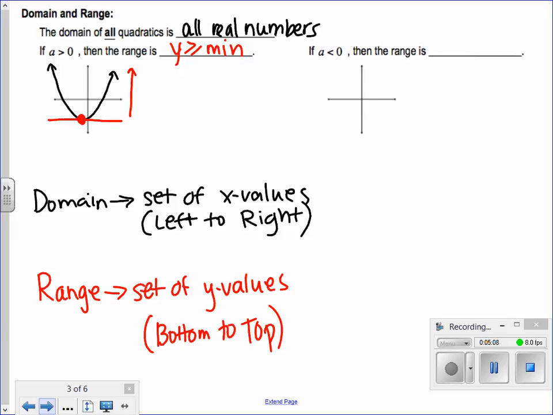Now, if my graph is opening down because the leading coefficient is negative, the range is lower. All the y's are less than the maximum. It has a maximum value. The whole rest of the graph is lower than it. Right, that's a little bit tricky. It's going to be a little bit easier once we look at actual graphs on the next page of your notes.